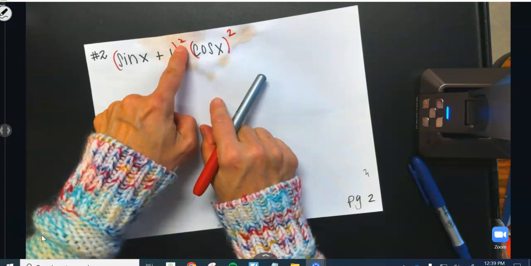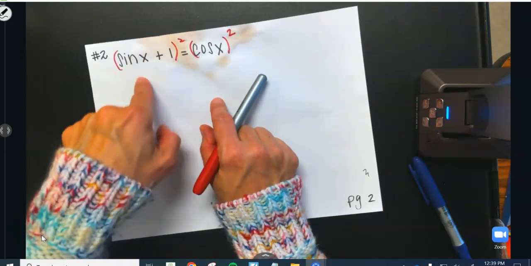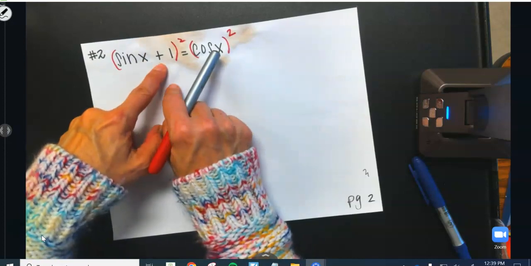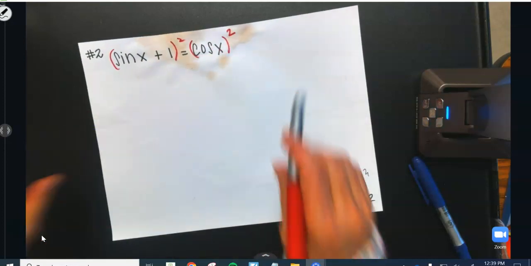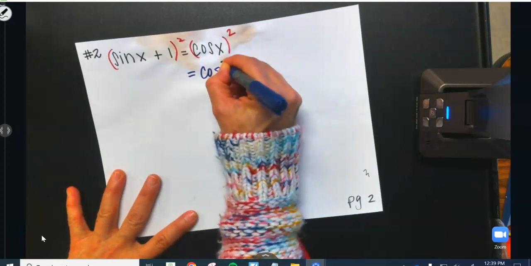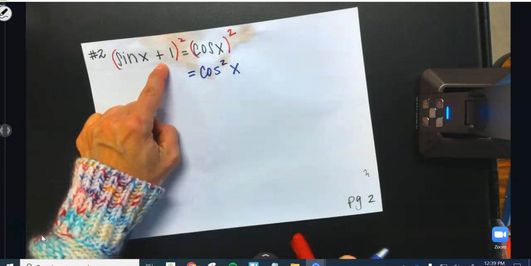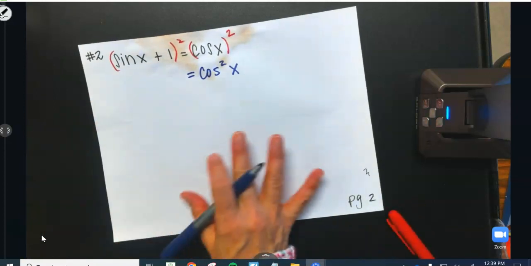The 14-year-old kid Algebra 1 mistake would be to just dump this 2 in here. You can't just dump that 2 in there because you have a plus sign. Over here I can dump the 2. Over there on the right side, it is most certainly cosine squared x. You can just put that right in there. But not over here on the left because you have a plus sign.